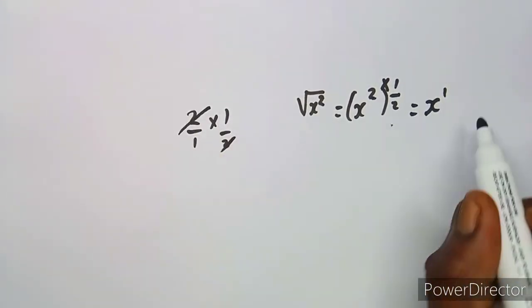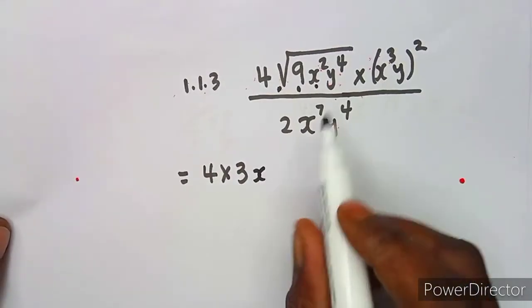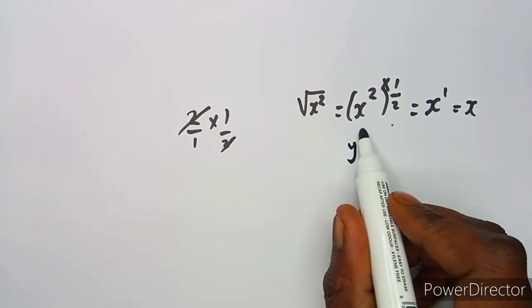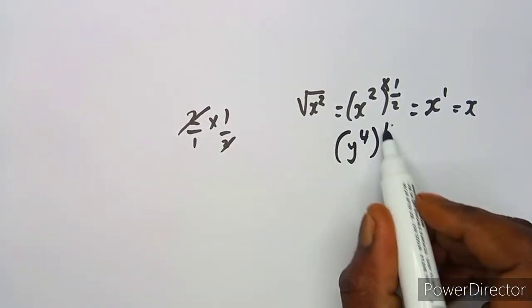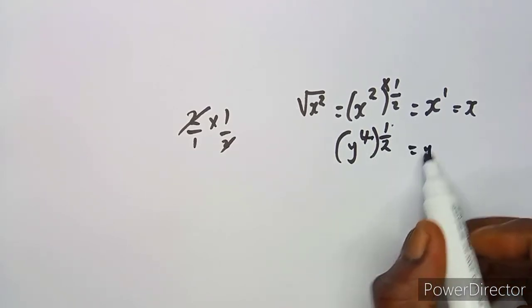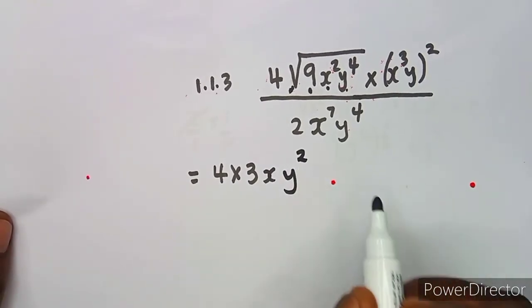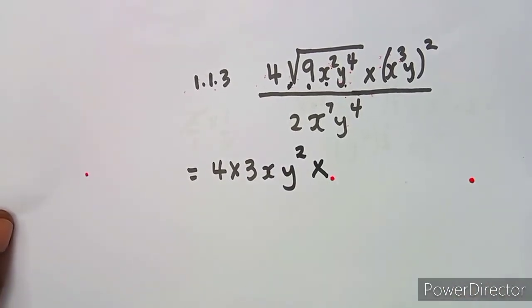Remember, guys, you're going to have x there, so you're going to remain with x. So you do the same: the square root of y to the exponent of 4 is the same as y to the exponent of 4 again to the exponent of half, and that's 4 times a half, which is 2. So we are going to be left with y to the exponent of 2, times.